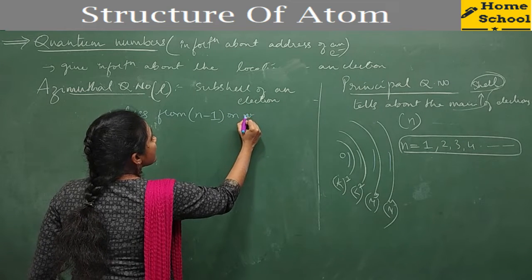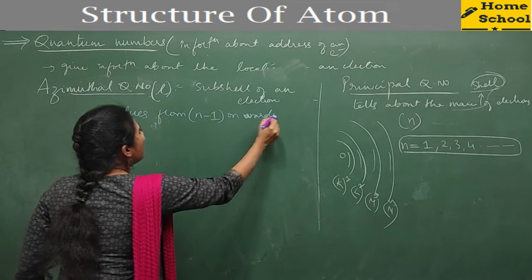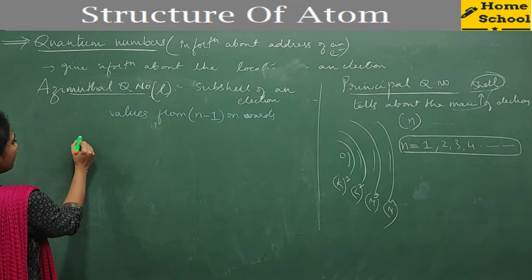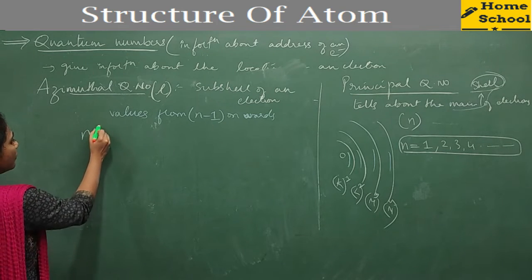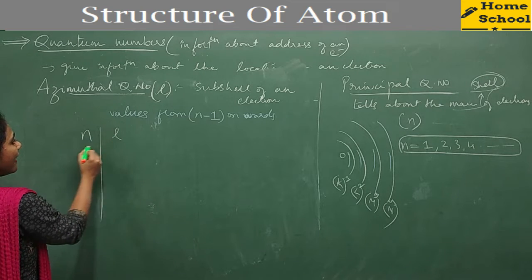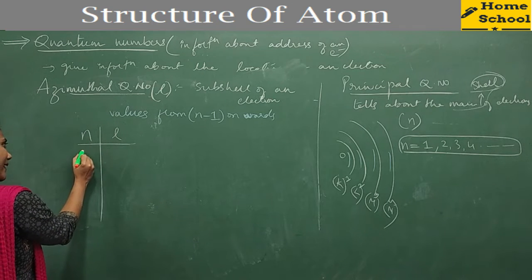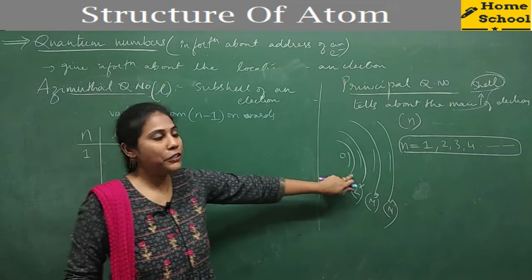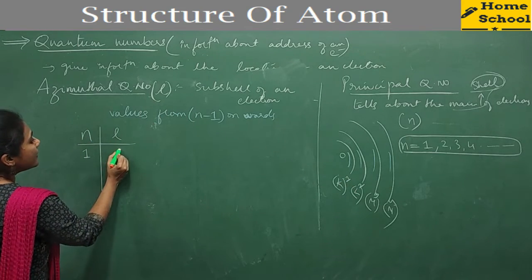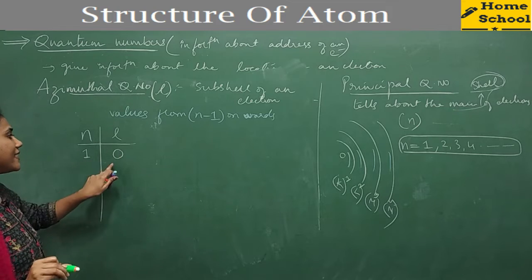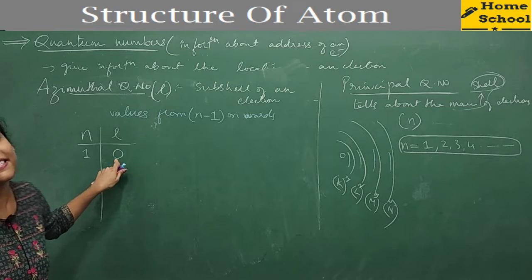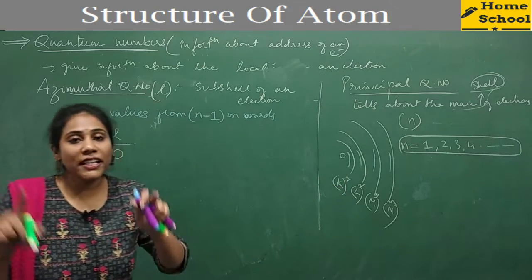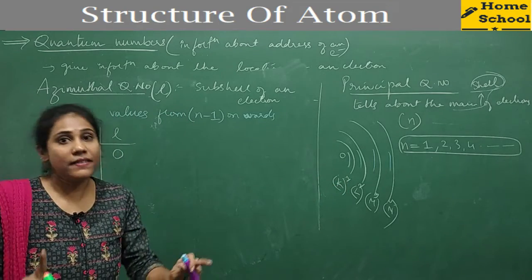n-1 onwards. Okay, so what do you mean by this sentence? Don't worry. Imagine if n is equal to 1, let me write n and L values now. That means in our first state, there will be only one district and that district's name is 0. In our first shell, there is actually only one subshell.